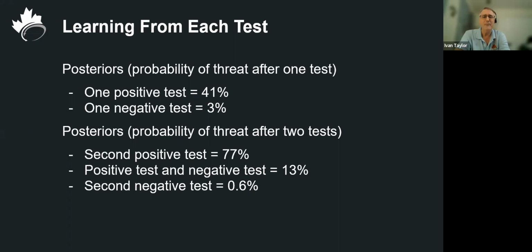Now, if we do two tests, assuming two different tests but with the same characteristics for simplicity's sake, if the second test comes back positive after a first positive test, it increases the probability that this is a threat to 77%. If you have a positive test followed by a negative test, it drops back down to 13%, which is about the same as the prevalence. And if you have two negative tests in a row, the probability that this is a real threat drops down to 0.6%, which is not zero, but it is much smaller than our previous approach.